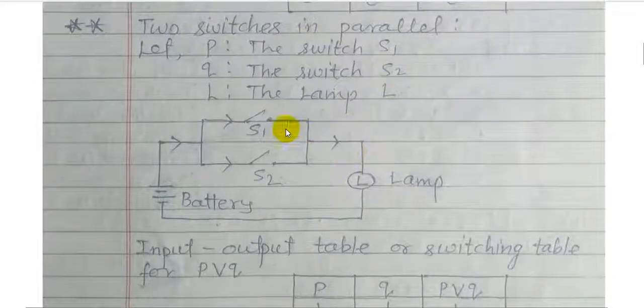And for switches S1 and S2 here, if any one is on, current will pass through like this direction and the lamp is on. Suppose this one is off, this one is on, so the current will flow like this direction and then this direction, and the lamp will be on. This is the earth wire, means neutral, and this is a powerful battery connected here. Now this is the parallel diagram, or you can say P or Q. Two switches in parallel means this is P or Q, S1 or S2.